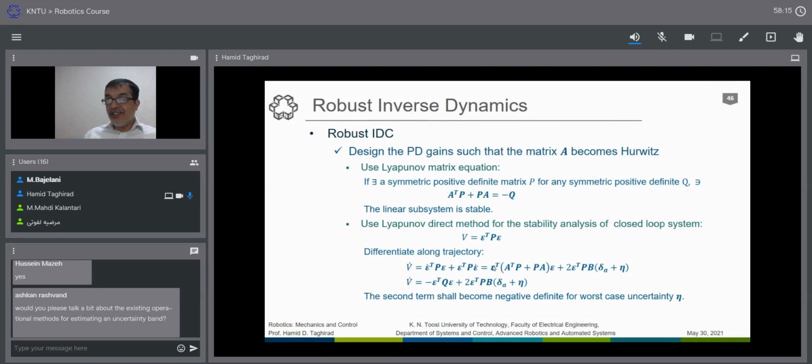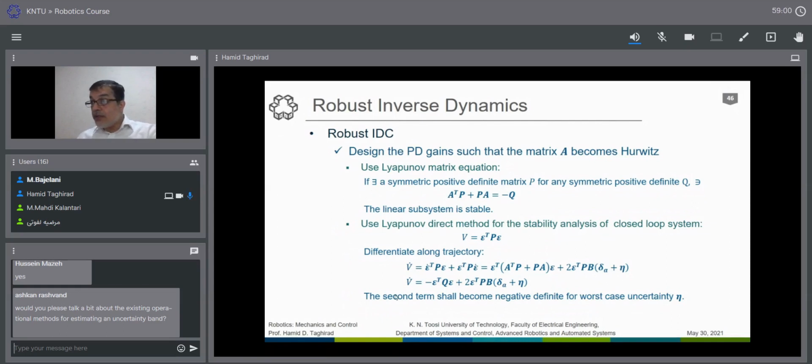Since the linear part of the subsystem was stable, we can just replace A transpose P plus P A with minus Q. This is negative definite, but we have another term which is nonlinear, quite heavy, and it could be positive. And this becomes some problem. Even the uncertainty in the model can cause instability in the closed-loop system, which is quite bad and undesired.